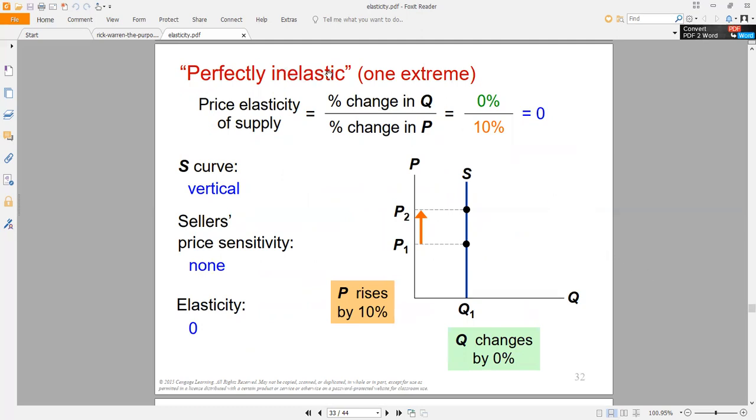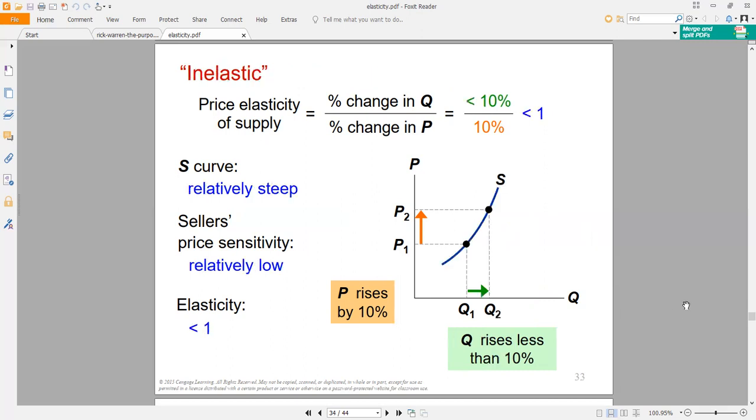For perfectly inelastic, the curve is vertical, which means that the percentage change in quantity is 0. So the whole elasticity is going to be 0. The curve is vertical. There's no sensitivity. Even if price changes, the sellers won't respond. So the elasticity coefficient is 0.